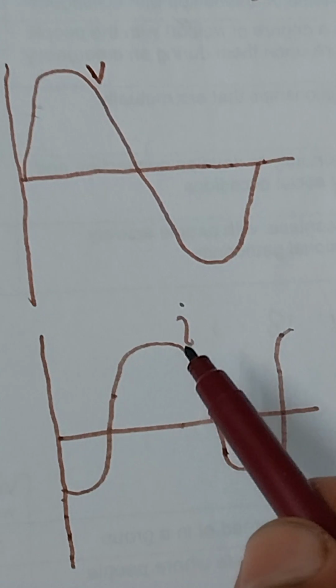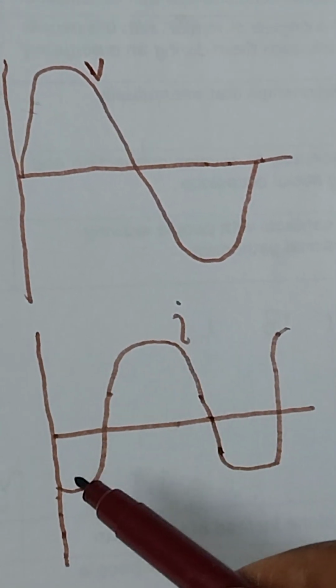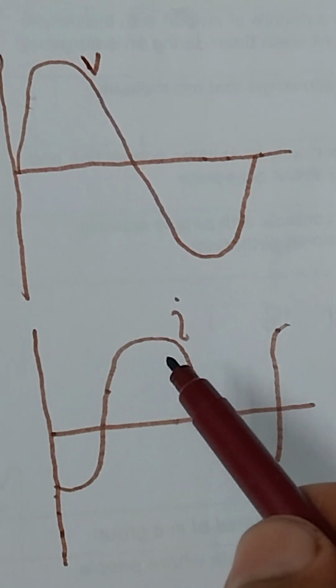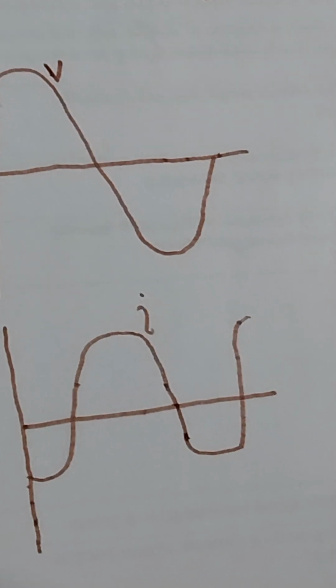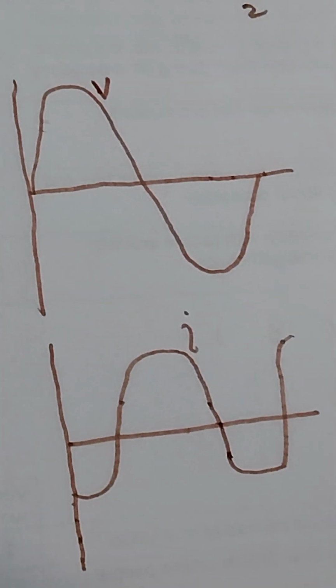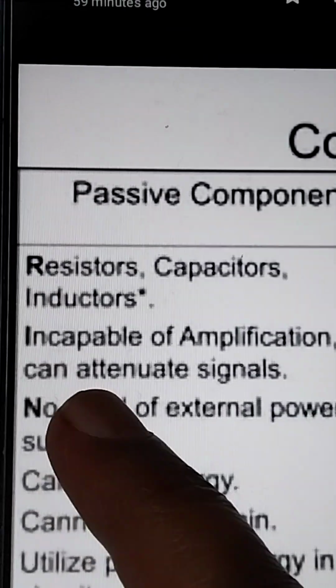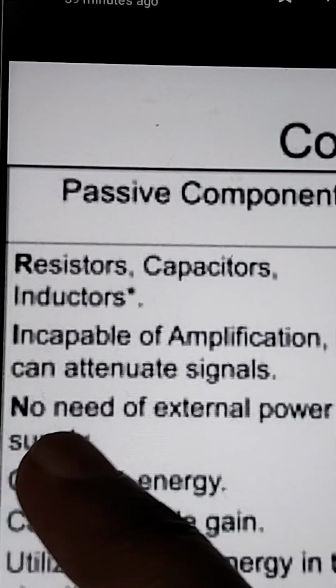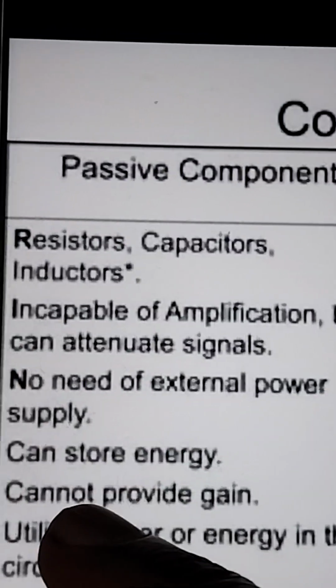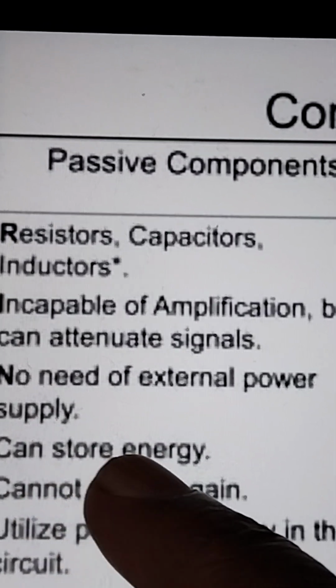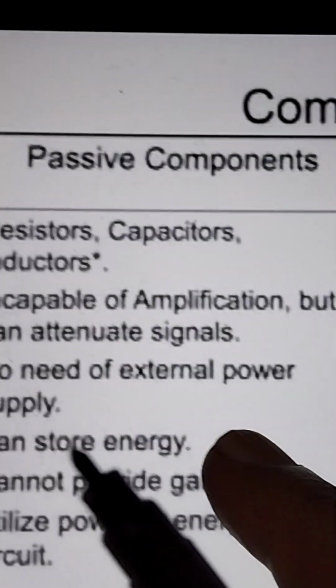Same thing happens with the capacitance. For half a cycle it stores energy, and for the other half cycle it releases energy. So no need of external power supply in passive components, and they can store energy.